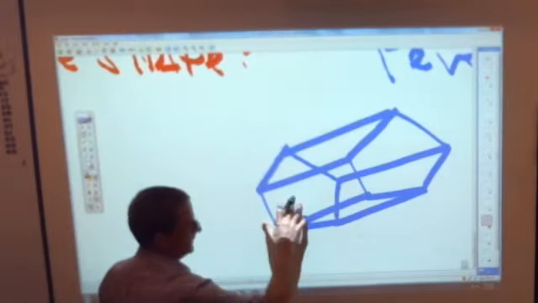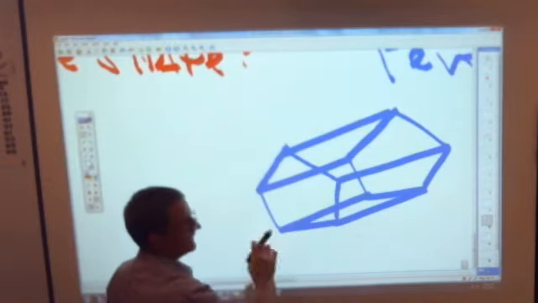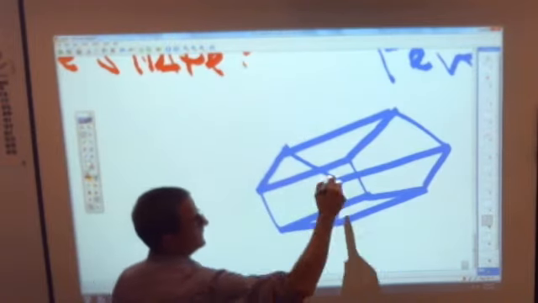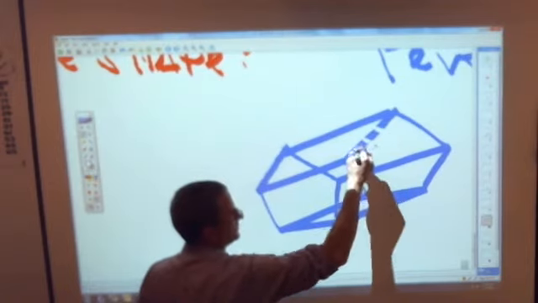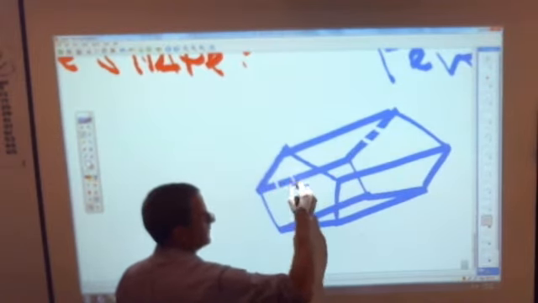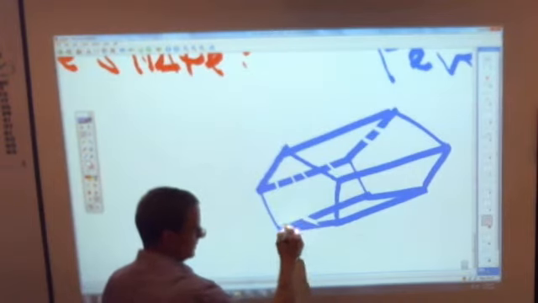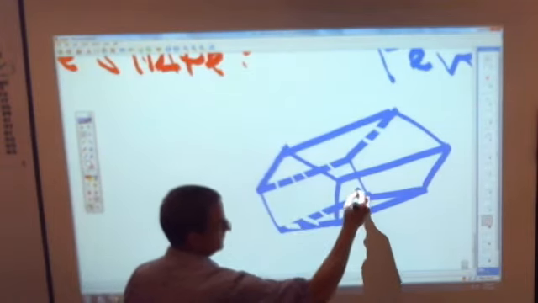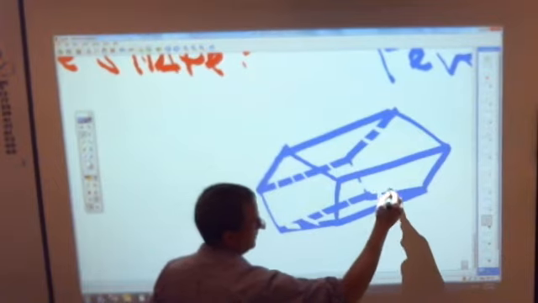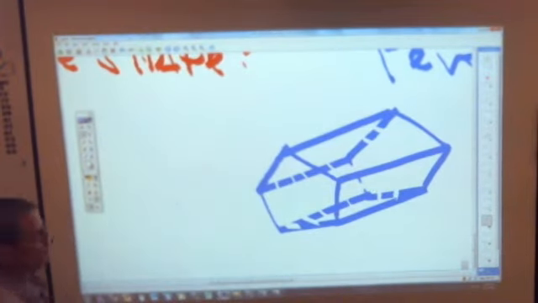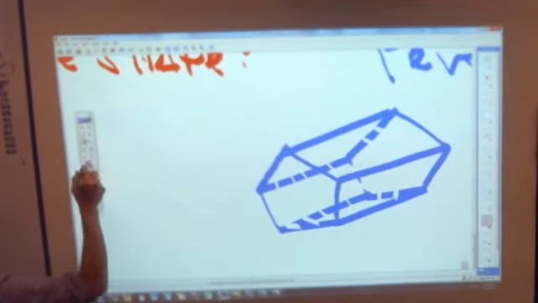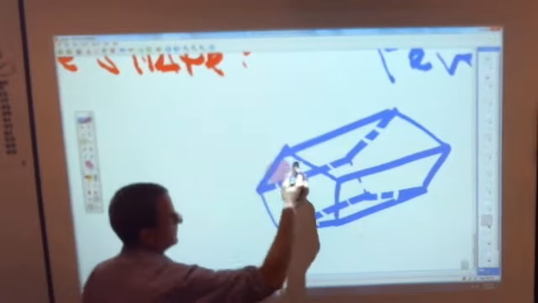Let's say this was my face. I would not be able to see this line, so I make it a dashed line. I would not be able to see this line, so I would make it a dashed line. All this stuff is in the back there. Maybe it's magically appearing for you, maybe not. This will make it really magically appear. Let's shade it a little bit. This is my front.